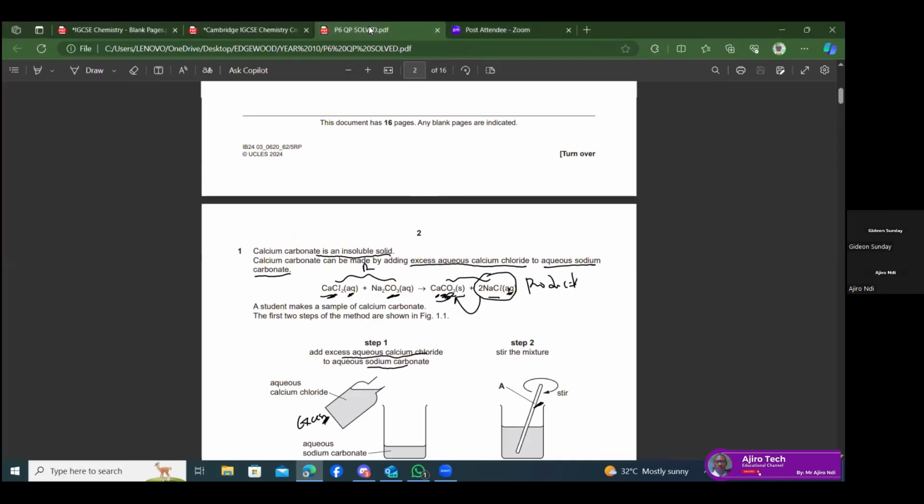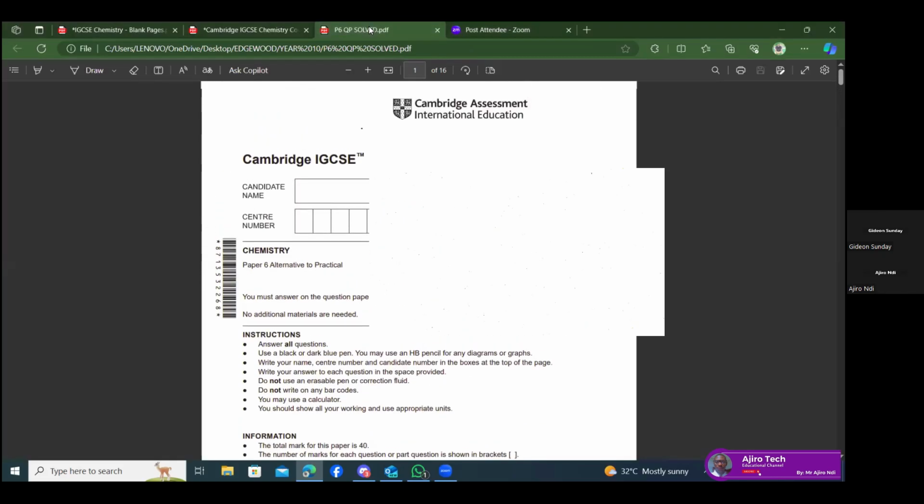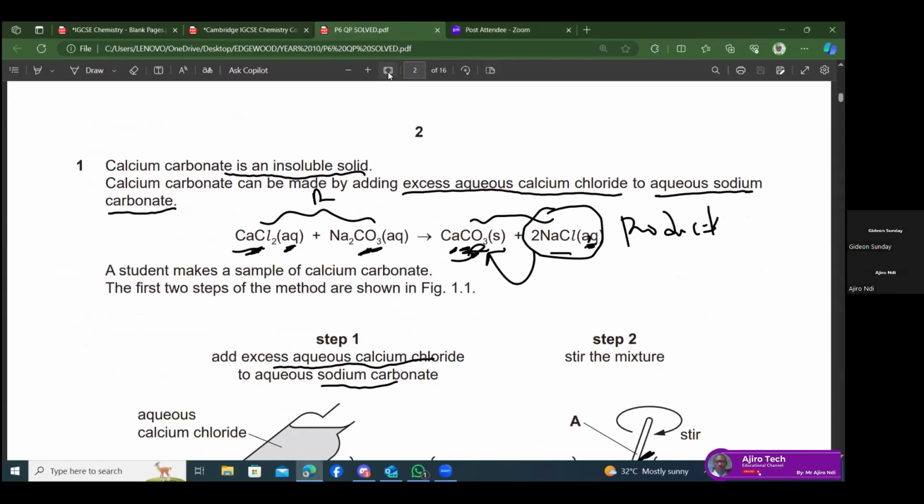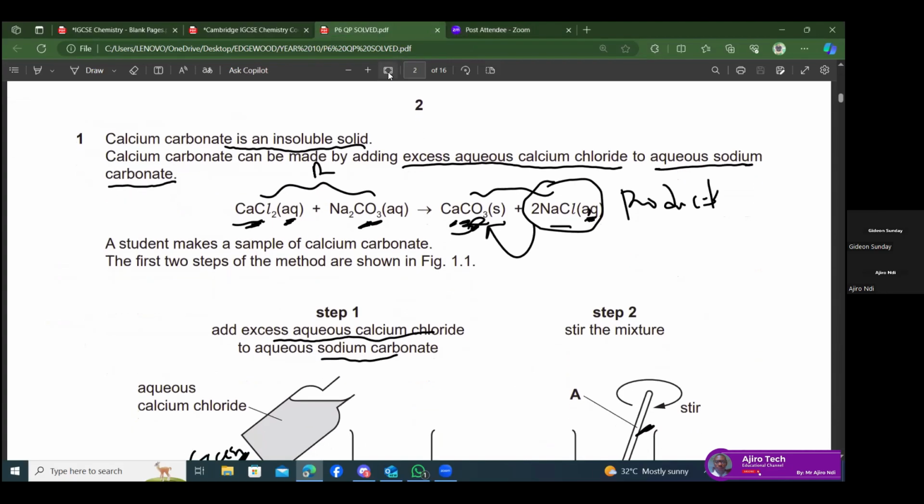Okay, so let's now look at paper 6 that has been solved by me. We could just run through it, and then I'll be running through the questions. One thing you need to know about paper 6 is you have to read information. A lot of information is given, and that information would help you to effectively answer the questions. So don't just rush to give answers. Make sure you understand the question.